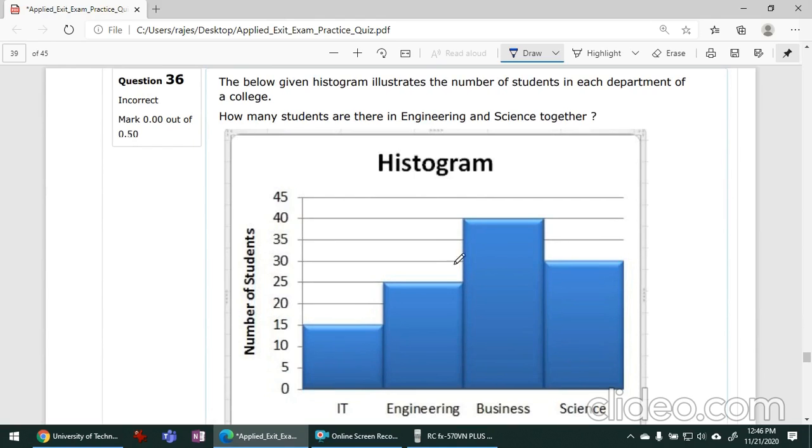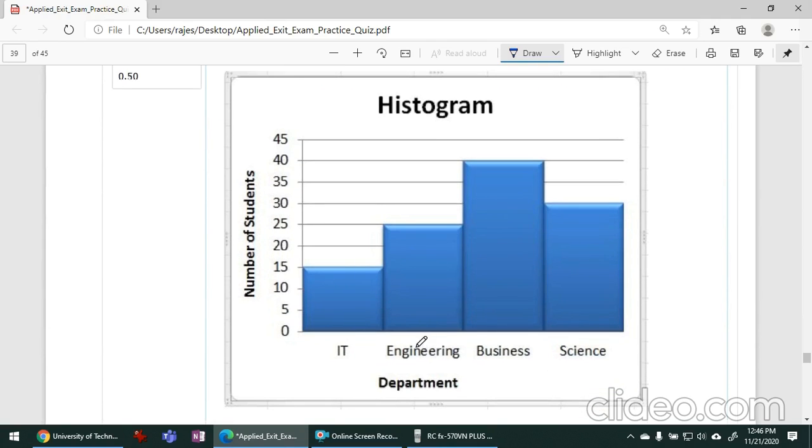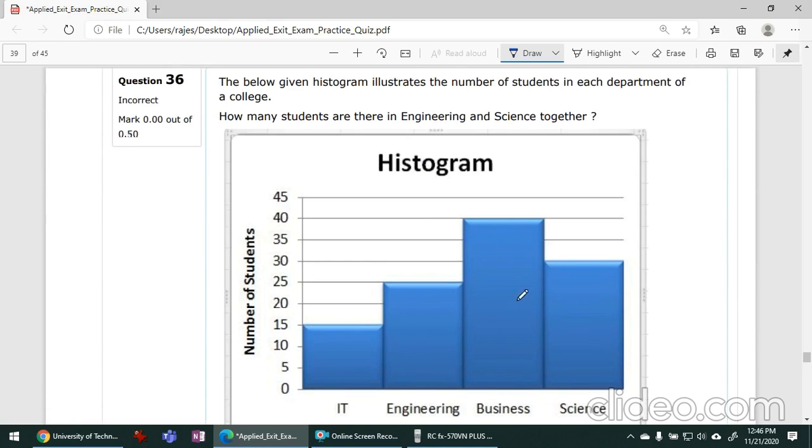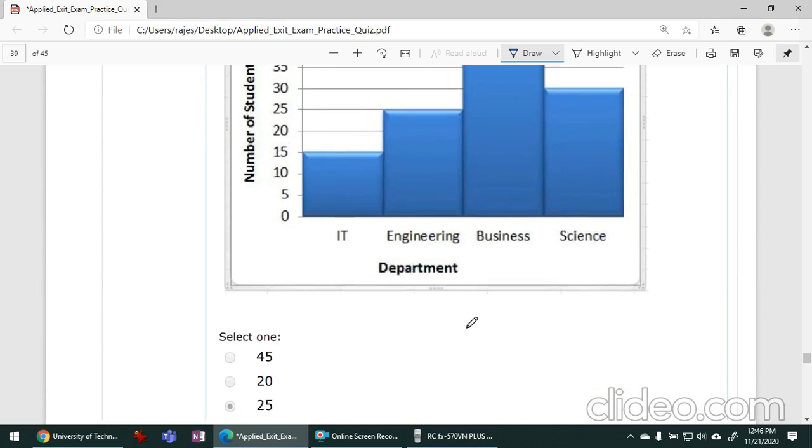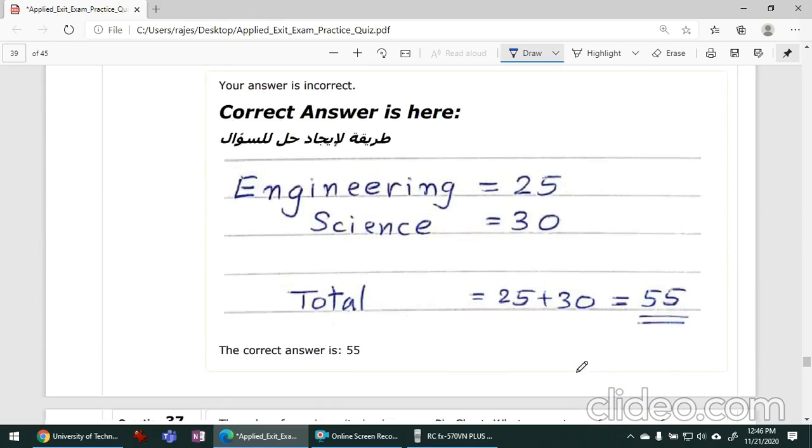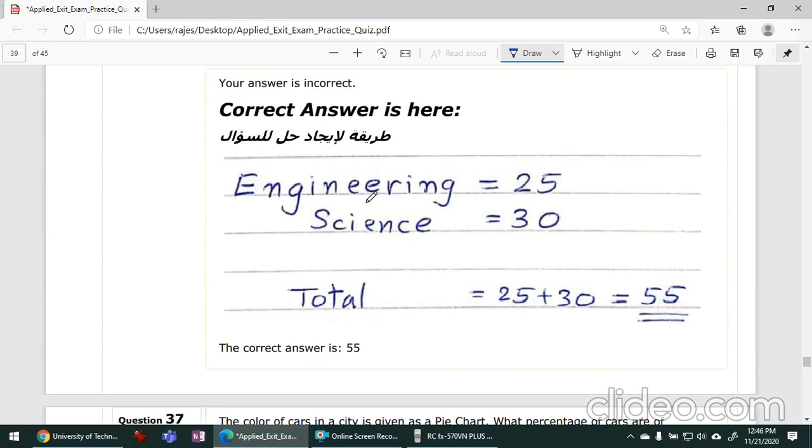Okay, you have a histogram here. This is the histogram. The below given histogram illustrates the number of students in each department of a college. In IT, how many students? Engineering, how many students? Business and science. How many students are there in engineering and science together? Engineering is 25, science is 30. Total is 25 plus 30, 55. That's all.